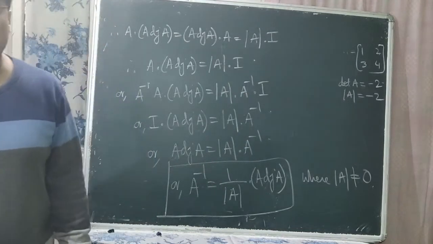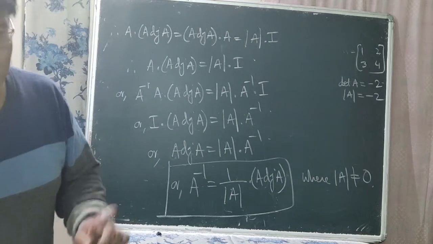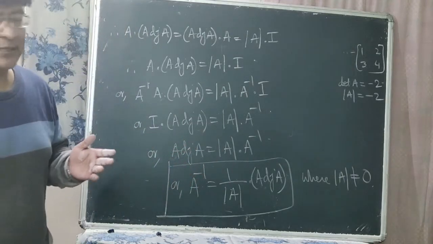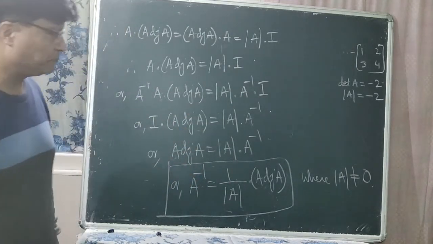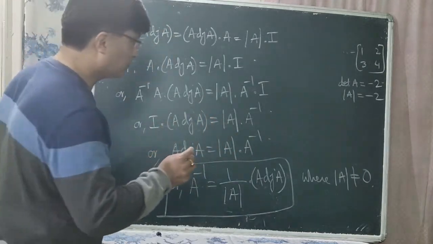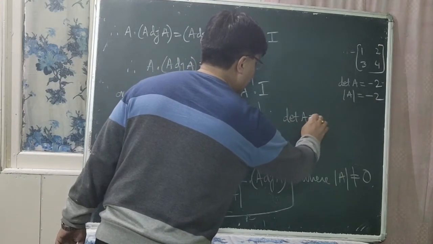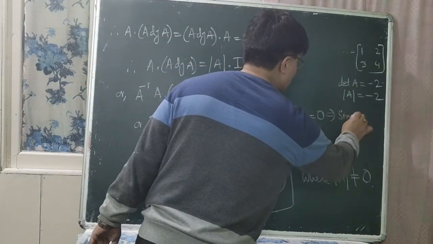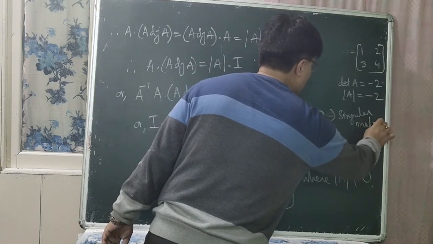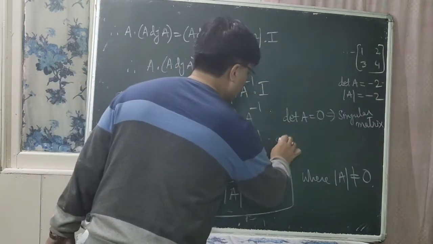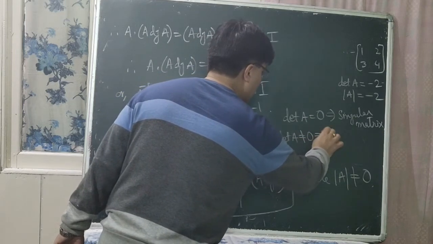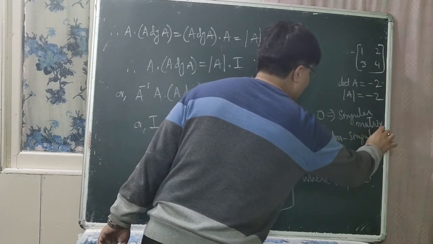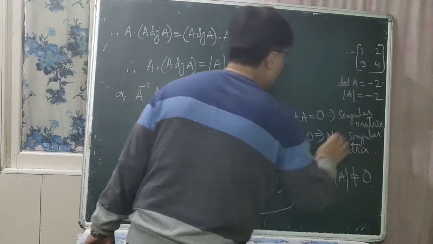So there is a definition of singular matrix and non-singular matrix. I will also tell you about these two matrices, that is singular matrix and non-singular matrix. Okay? So if det A is equal to 0, if you can find out the determinant of A is equal to 0, then this is known as what? Singular matrix. If det A not equal to 0, then this is known as what? Non-singular matrix.